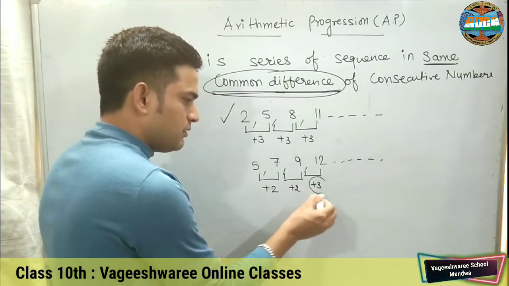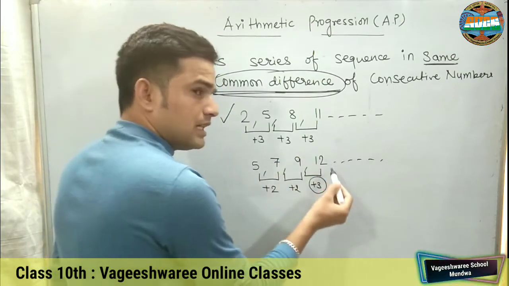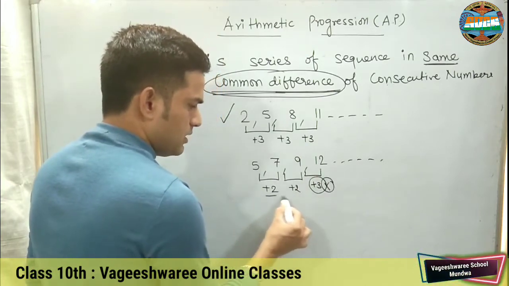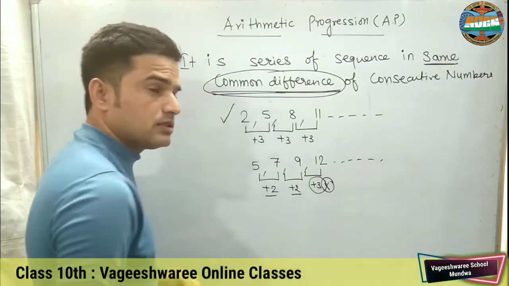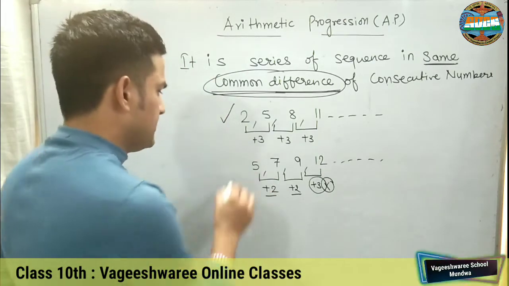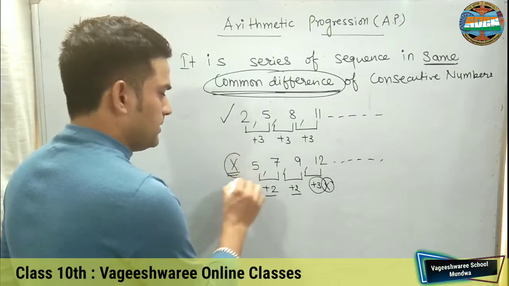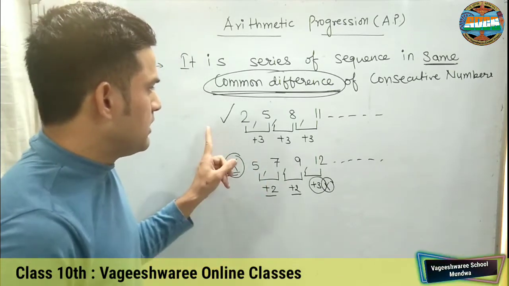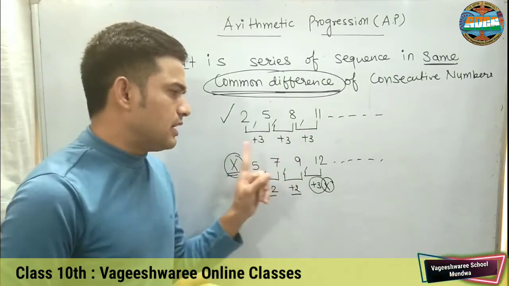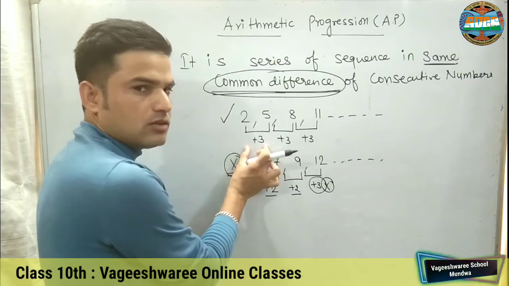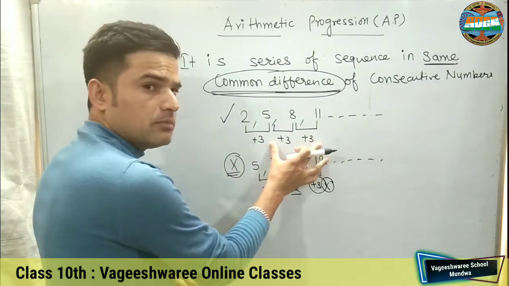So the difference between all consecutive numbers is not the same. This is the same, but this one is not the same. So it does not fulfill the condition of AP. This is not an AP. So we can check whether a series is an AP or not by the common difference of each consecutive number.